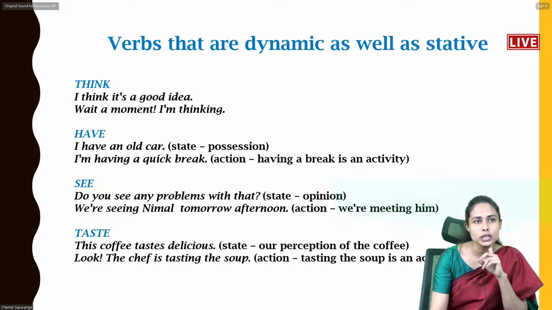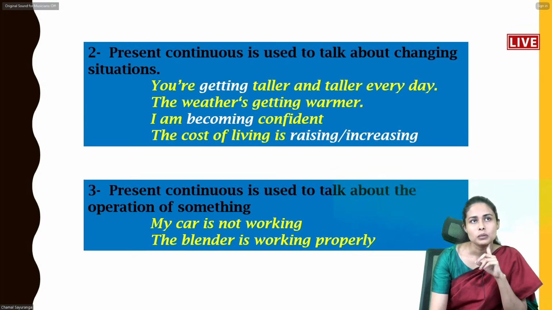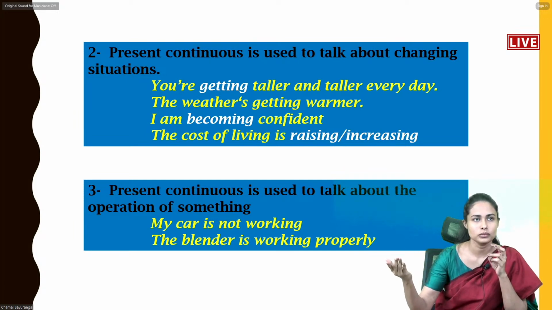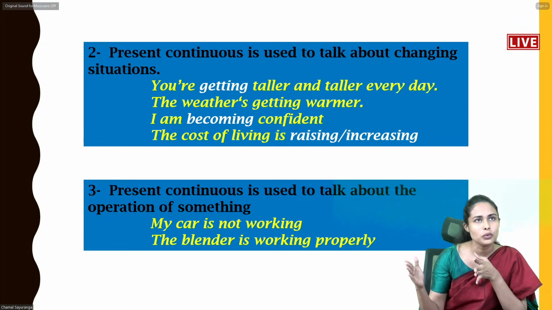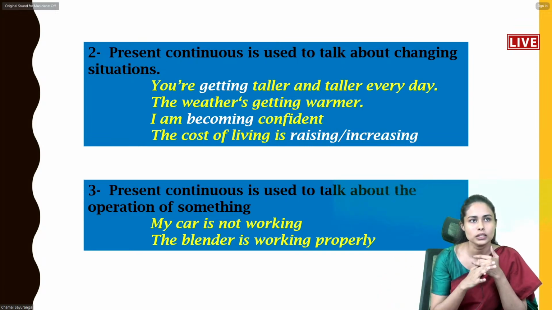And then the next usage of present continuous tense. Present continuous tense is used to talk about changing situations. Now it is related to a general idea. You are getting taller and taller every day. This is related to a specific person, and he is in the process of getting taller. It is not completed yet. Therefore, it is a changing situation, then you can use present continuous. The weather is getting warmer today. Getting warmer, it is in the process.